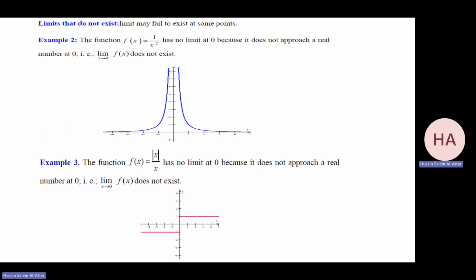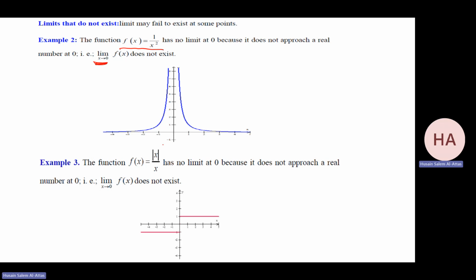These are the cases where we will say the limit does not exist. Like in this case, f of x equals 1 over x squared, as x approaches 0, this function has no limit. I cannot find a value that this function will reach. So we say the limit does not exist.